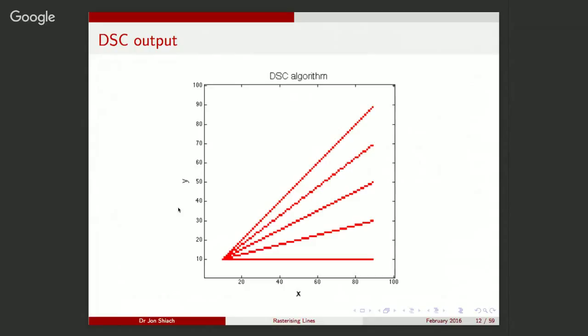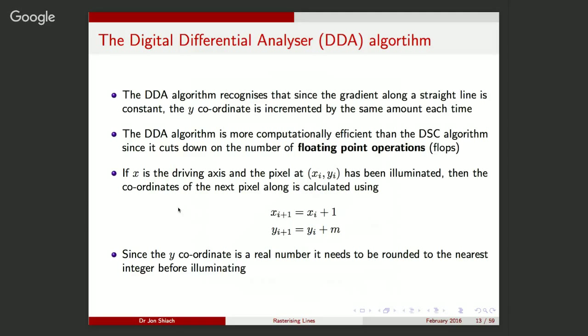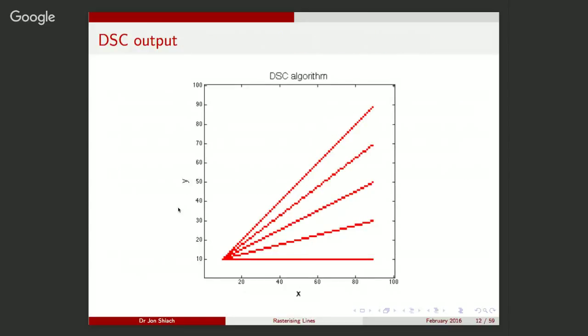I've coded up the algorithm. This is in MATLAB, and I've just used it to draw various lines of different gradients, just so you can see it gives the appearance of straight lines. Okay, that's the DSE algorithm. That does the job, you know. Just the job. What's wrong with it?